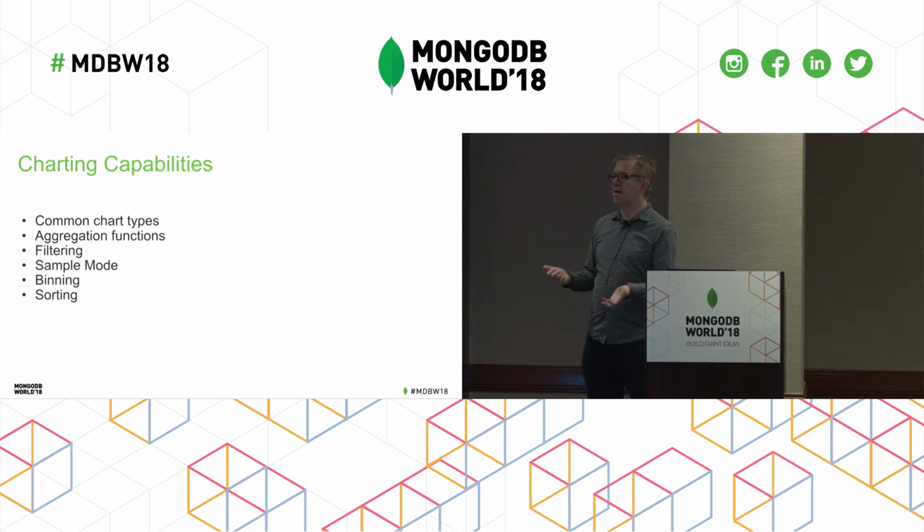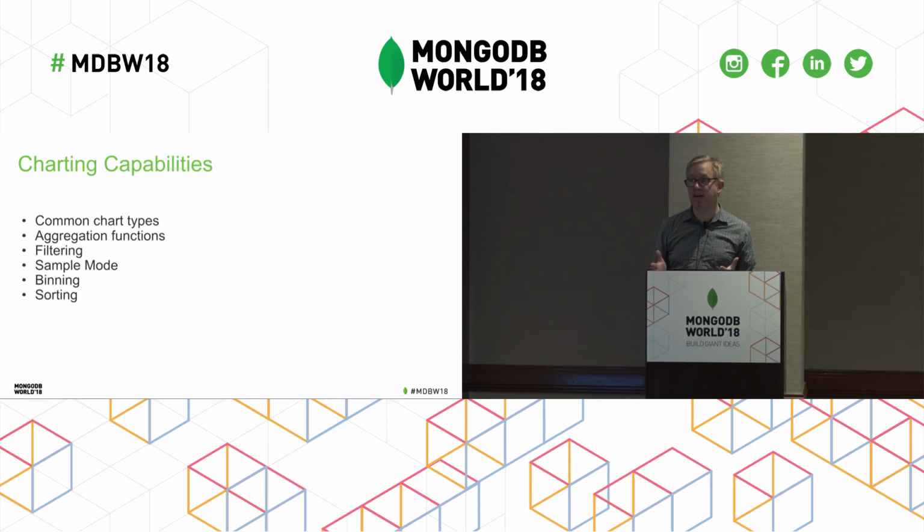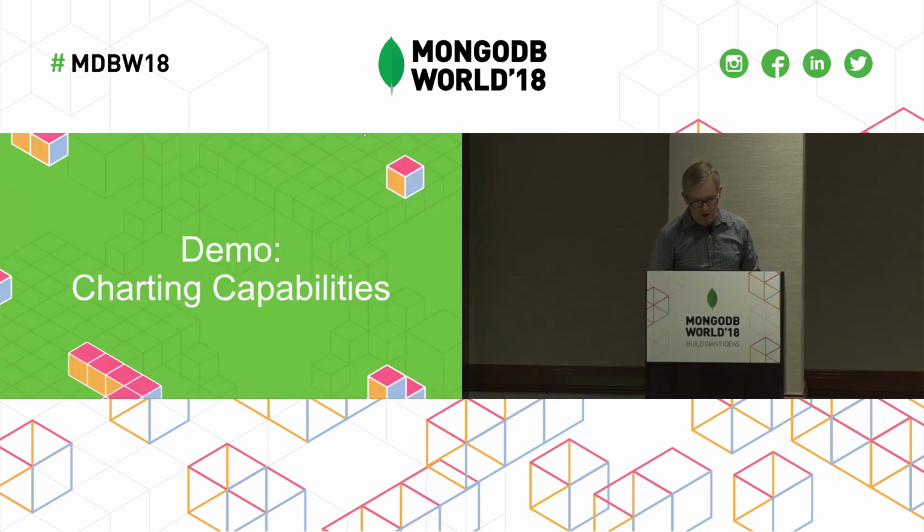So I'll show you some of the different types of charts that we can build. I'll talk a bit about how aggregations can be applied, because charts are really about rolling up your data, and we can use the full power of MongoDB aggregations to do that. We can filter the data to see a subset. We have something called sample mode, which I'll explain. We've also got binning and sorting, which are really powerful ways of visualizing your data in some different ways. So let's go and look at some of those things.